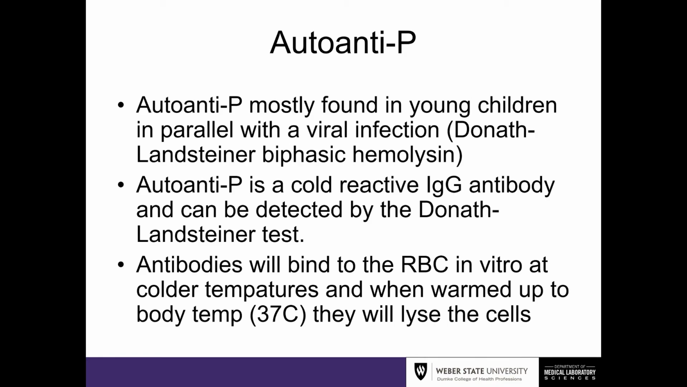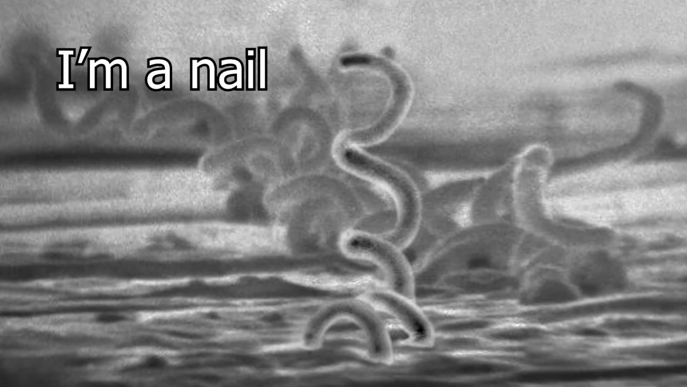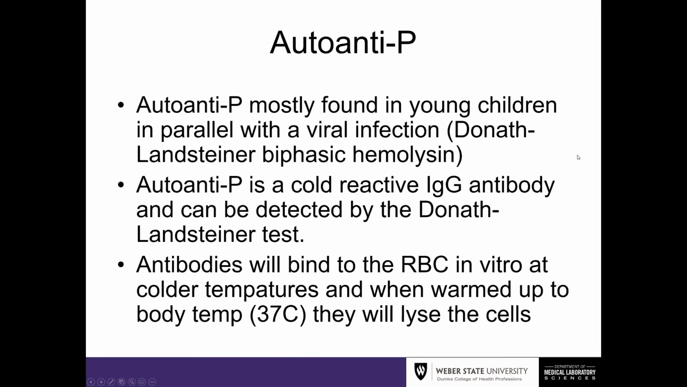Now let's talk about auto-anti-P. It is mostly found in young children in parallel with a viral infection, also called Donath-Landsteiner biphasic hemolysin. I've also found out in my research that this isn't just viral infection. It can also be in spirochete bacterial infections, you know, the squiggly one that looks like a corkscrew. Now, not to be confused with enteric bacteria, but since syphilis is so easily cured now, it's more commonly found in viral infections. Auto-anti-P is a cold reactive IgG antibody and can be detected by the Donath-Landsteiner test.